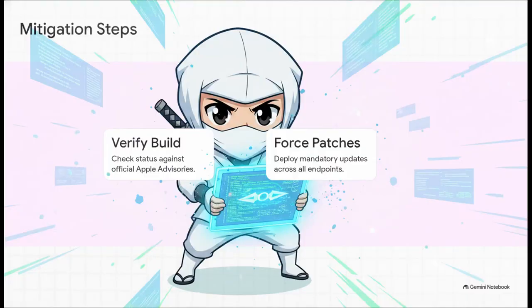So, here are your final marching orders as a defender. Step 1. Verify your current fleet build status against the official Apple advisories, specifically 1280.066 through 1280.072. Step 2. Force immediate patch deployments across all network endpoints. And guys, I really cannot stress this enough. Because this is a zero-click vulnerability requiring absolutely zero user interaction, your end users cannot protect themselves through safe browsing habits. Defensive configuration relies 100% on forcing these vendor-supplied updates across your perimeter immediately.